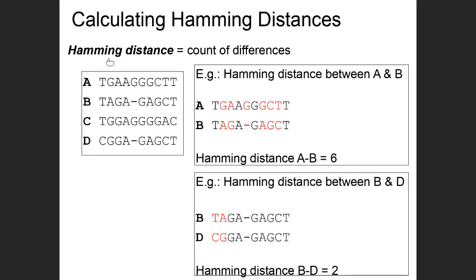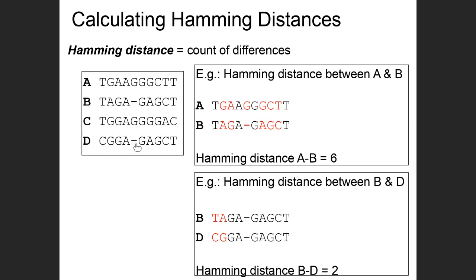So here I'm showing you the Hamming distance. It starts with four DNA sequences, and then I align them. See how they're all aligned? There's an indel here. And then what I do is I compare two by two.